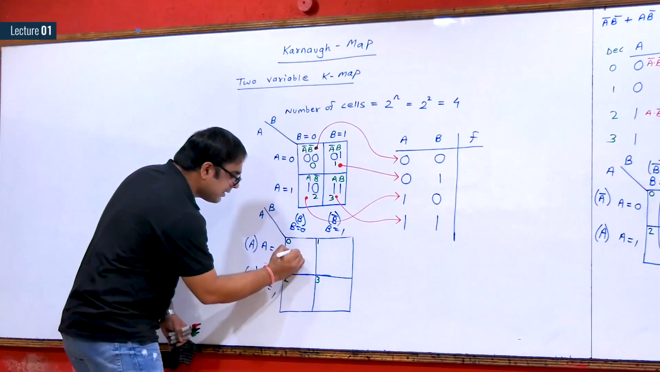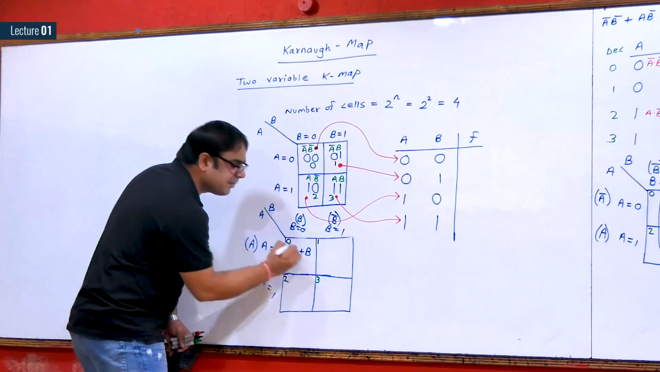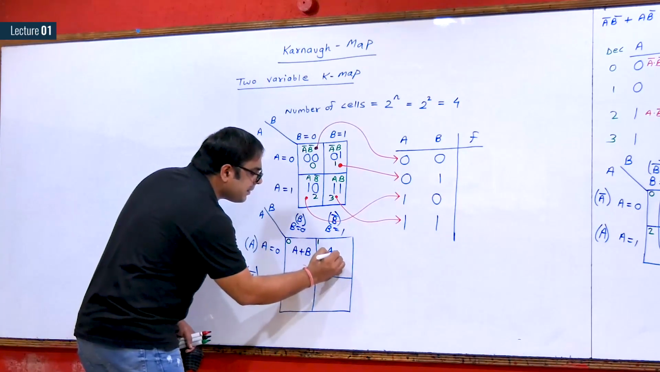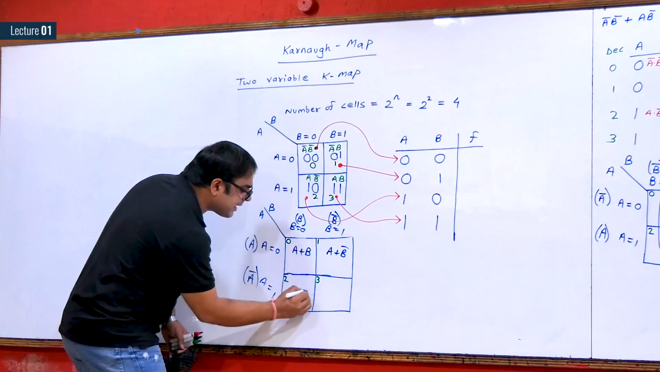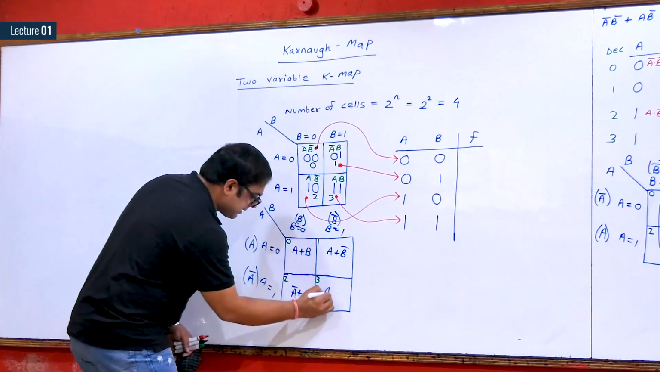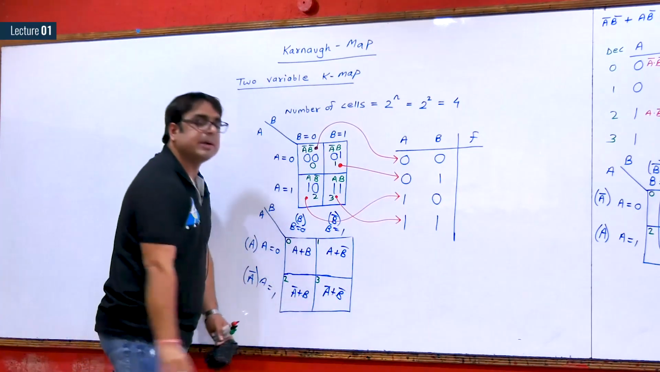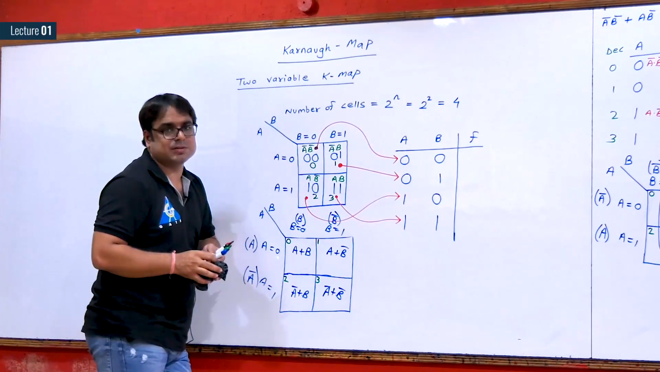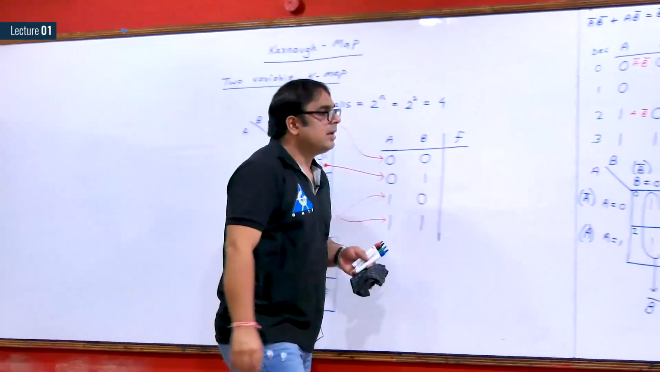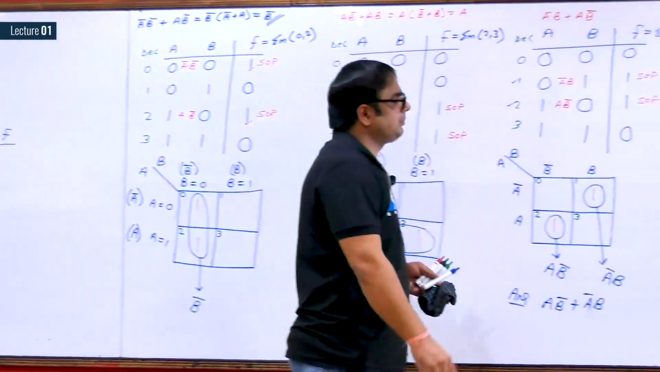Now please see. This is A plus B. This is A plus B complement. This is A complement plus B. And this is A complement plus B complement. Individual terms are sum terms. Okay, now let us come back to this question.